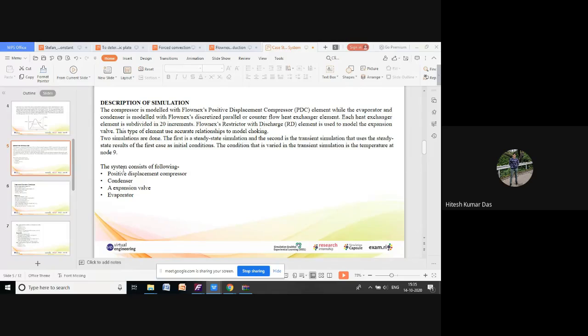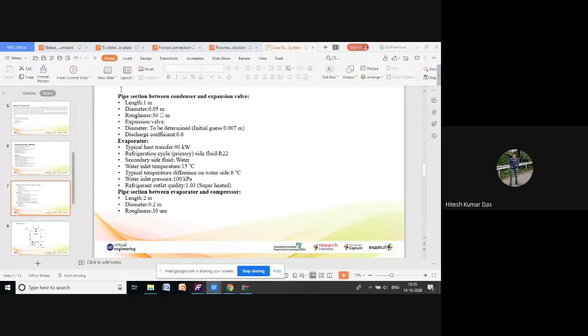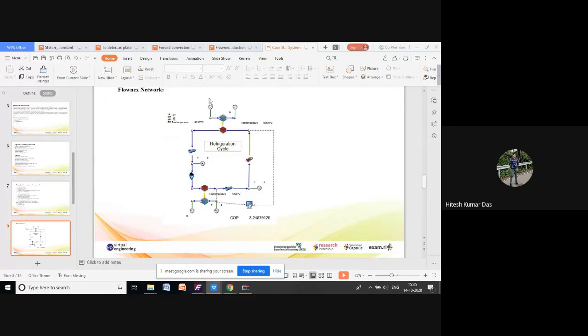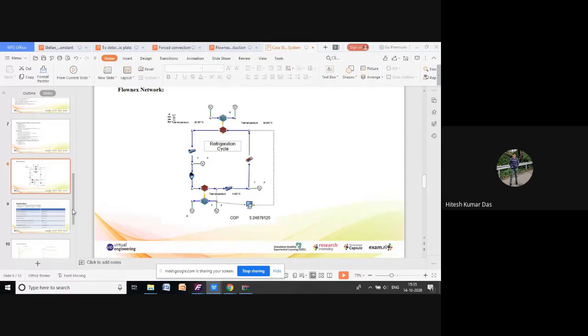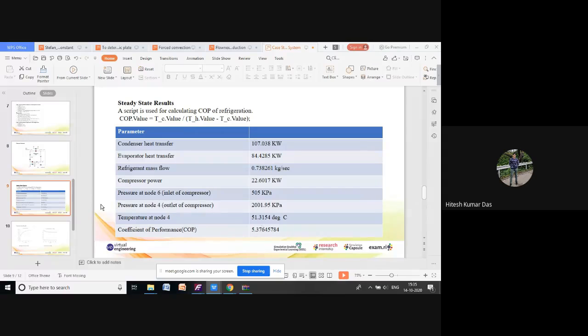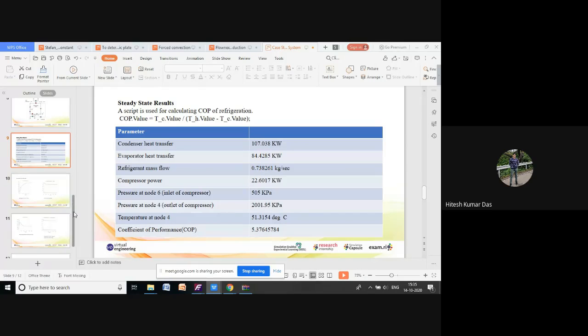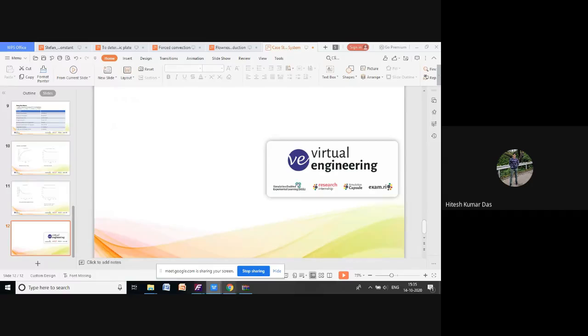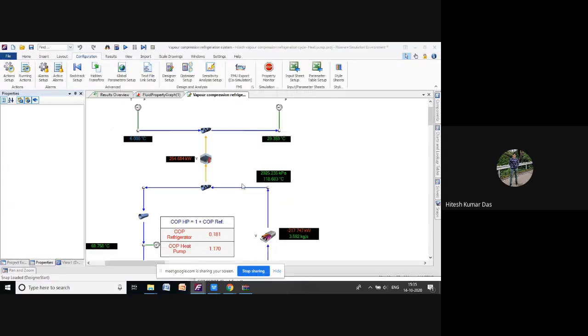This is the simulation, showing what devices are there in this cycle, starting from the positive displacement compressor, condenser, expansion valve, and evaporator. This is all about our inputs, and our cycle will look like this. This is the steady state result and all about curves. Okay, I will show you how we have modeled this.